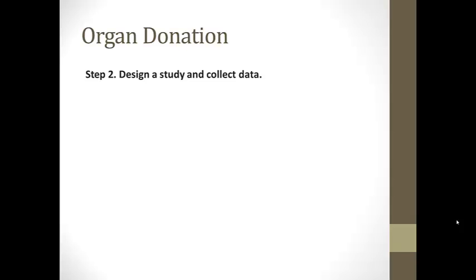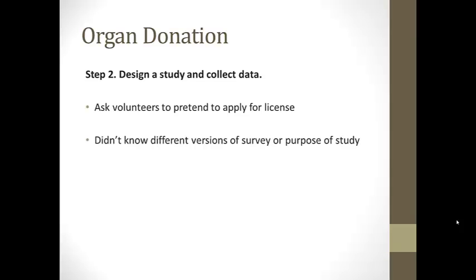Having taken a broad question and narrowed it down, the researchers then designed the study. They asked volunteers to pretend to apply for a license, and they had 161 volunteers participate. The participants didn't know that different versions of the survey existed or what the purpose of the study was. And participants were offered $4 to participate.